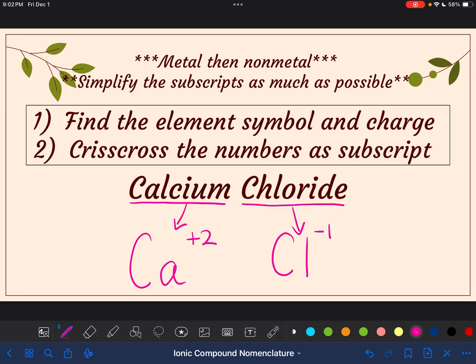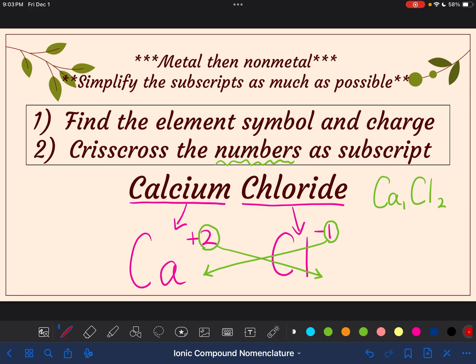Step number 2 is all about that crisscross applesauce. When I say the number, I'm specifically talking about these numbers. And we're going to crisscross them, just like that. Now remember, when we crisscross, it's just a number, the charges will disappear. So in the end, our answer will look like Ca1, Cl2.